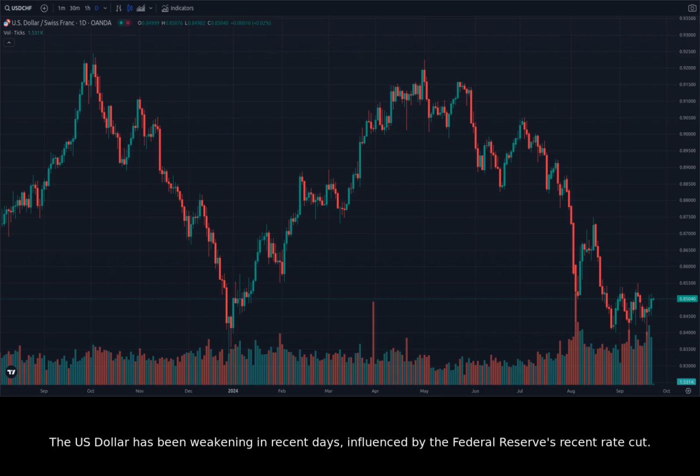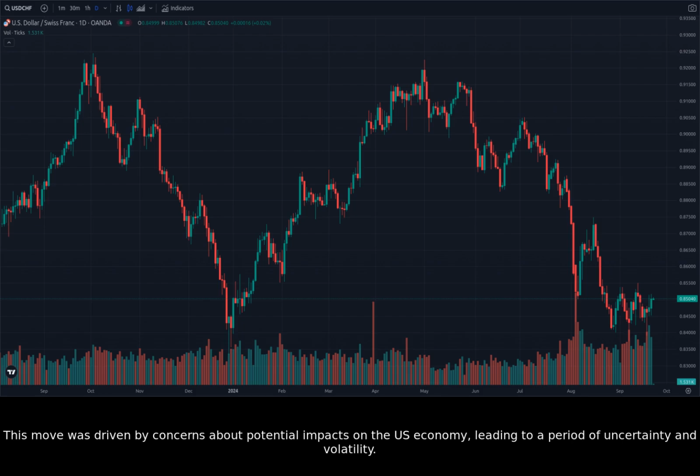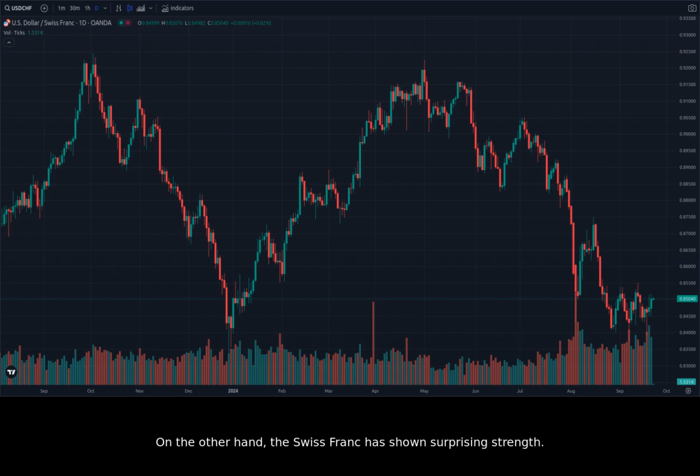The US dollar has been weakening in recent days, influenced by the Federal Reserve's recent rate cut. This move was driven by concerns about potential impacts on the US economy, leading to a period of uncertainty and volatility. On the other hand, the Swiss franc has shown surprising strength.